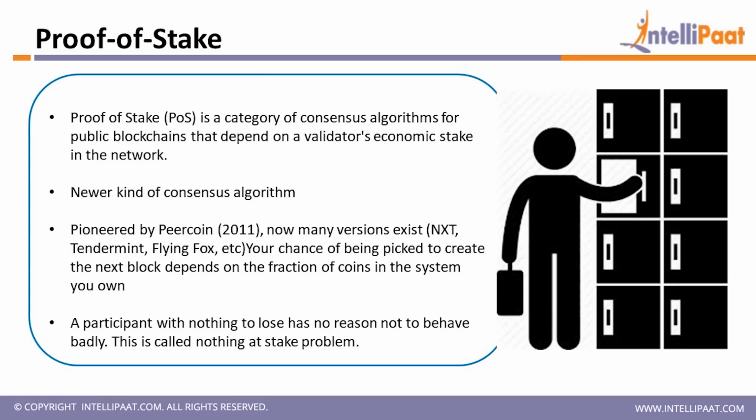A participant with nothing to lose has no reason not to behave badly. This is called the nothing at stake problem. That means since it is really transparent that the node with the required amount of stake or a higher amount of stake will be selected.